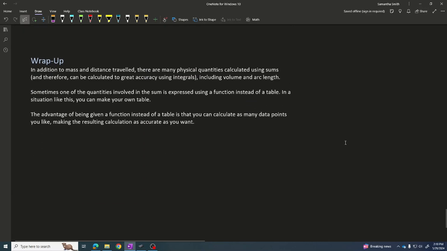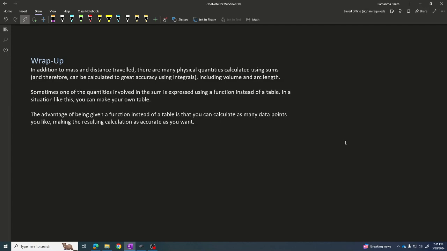So that concludes today's video. Yesterday we talked about mass as an integral, distance traveled as an integral, but there are a lot more physical quantities that can be calculated or estimated using sums, and therefore, using integrals, because an integral is just a sum that involves a lot of data points and is very accurate. For example, today we saw that volume can be thought of as an integral involving area, and the length of a curved path, the length of an arc, can also be obtained by summing up tiny lengths of line segments that are used to estimate the curved path.